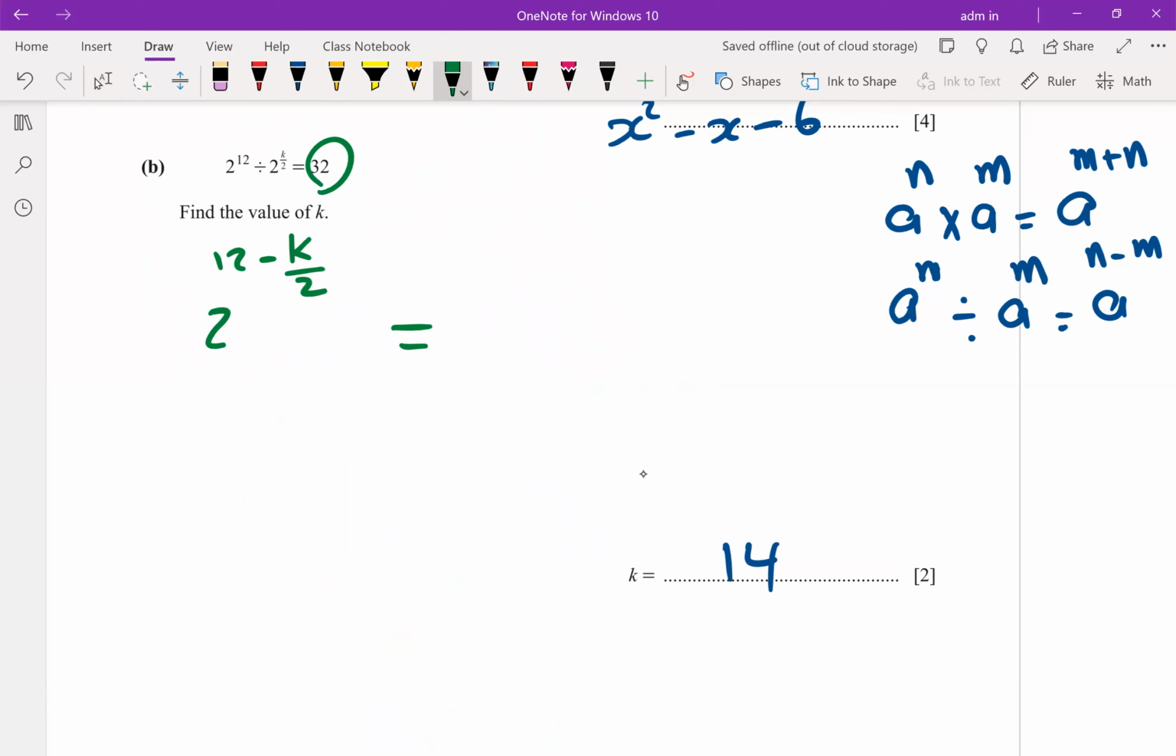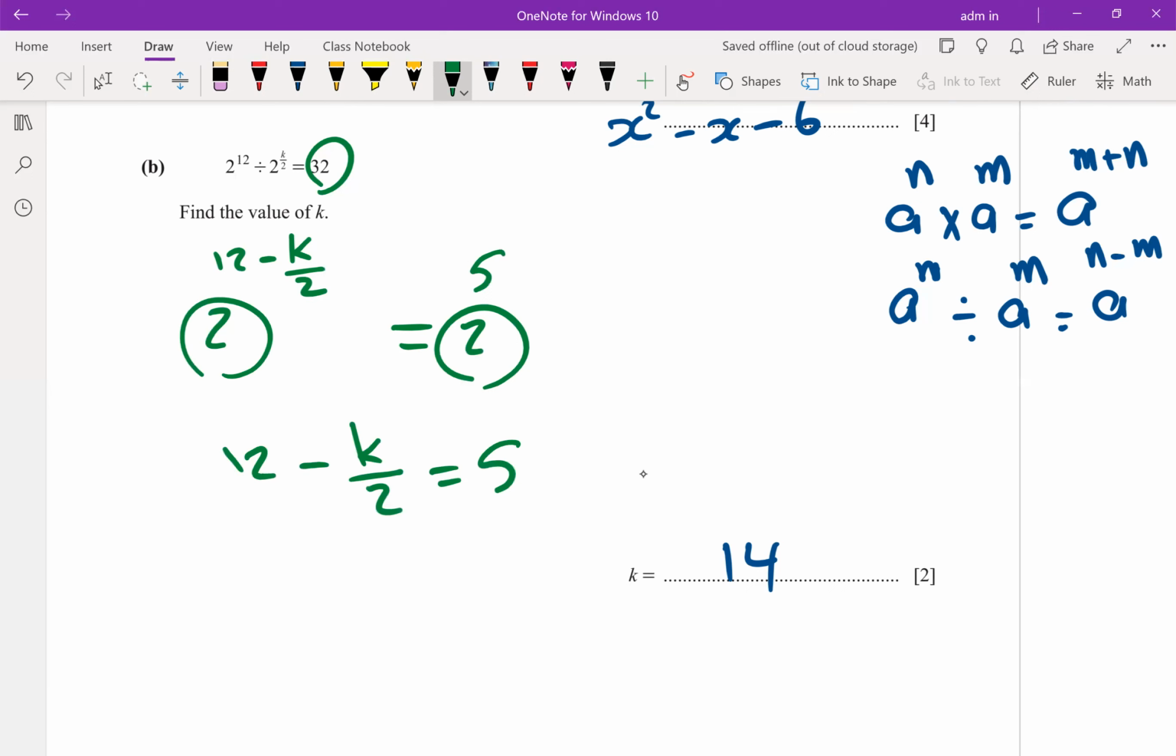Maybe 2, 4, 6, 8, 16, 32, 64, 128, 256, 512, 1024. It's 2 power 1, 2 power 2, 2 power 3. So 32, 2 power of 5. If base equals the base, so the power equals the power. 12 minus k over 2 is equal to 5.